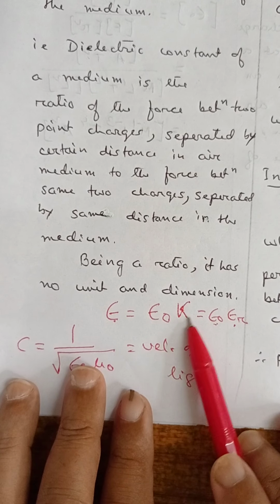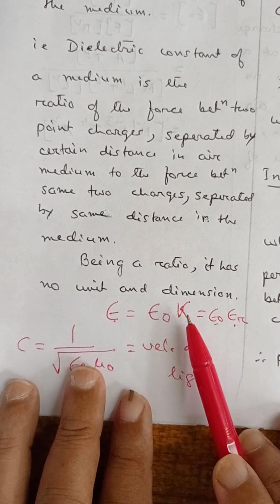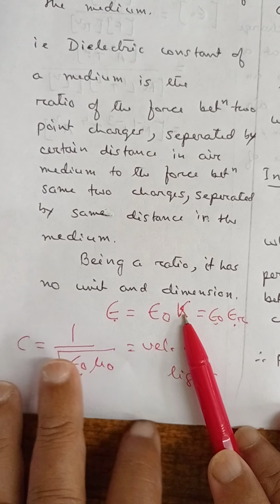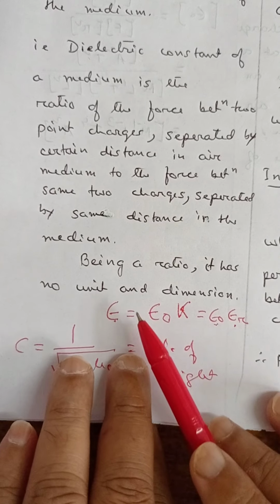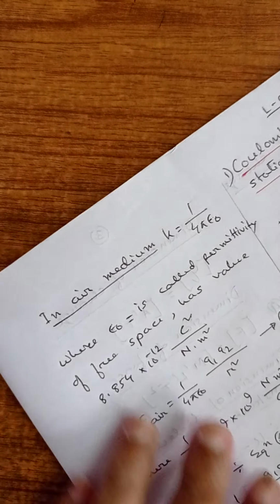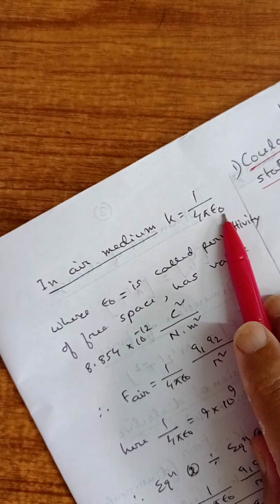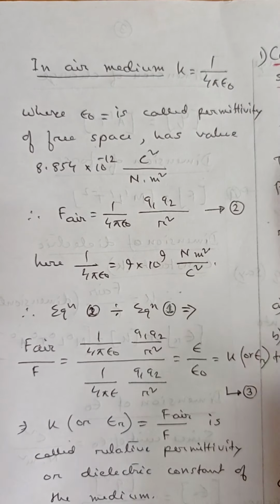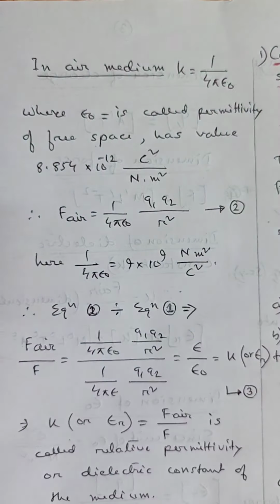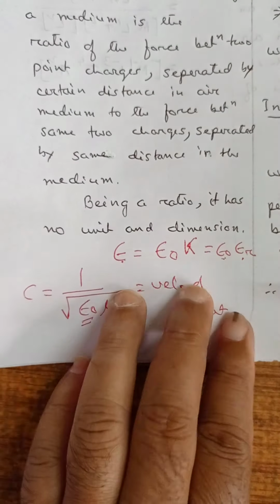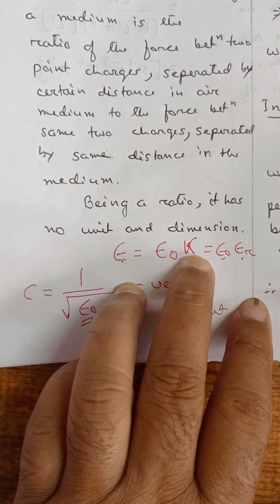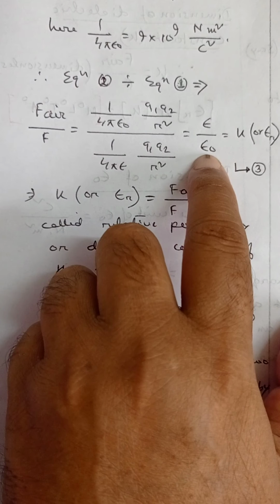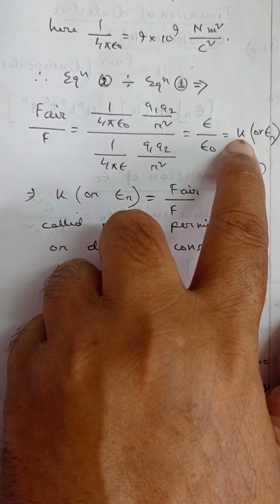The value of the dielectric constant of air is 1. Therefore, in the SI system, epsilon 0 is written instead of epsilon, because the value of the dielectric constant of air is equal to 1. That means epsilon by epsilon 0 is K. It is called the dielectric constant of the medium.